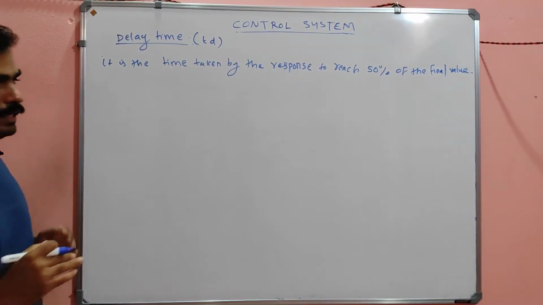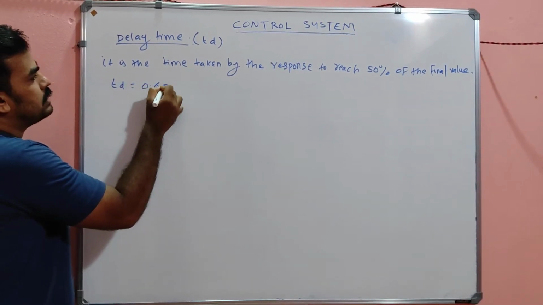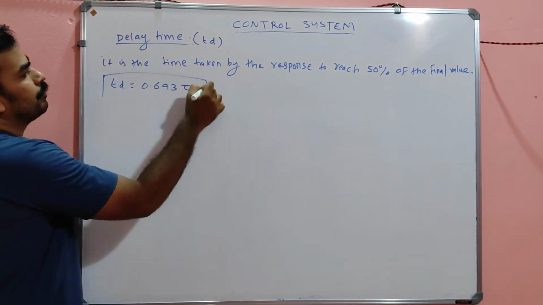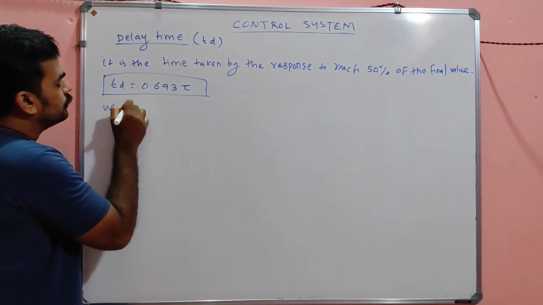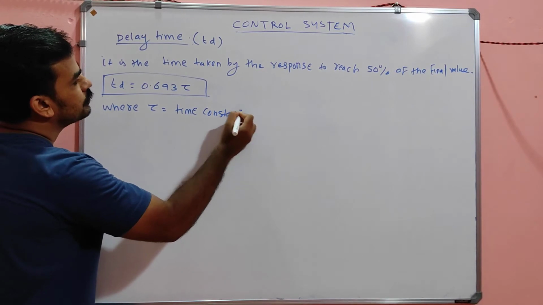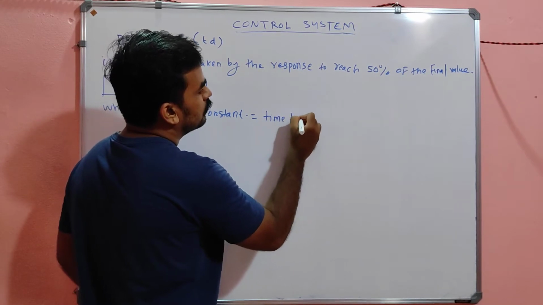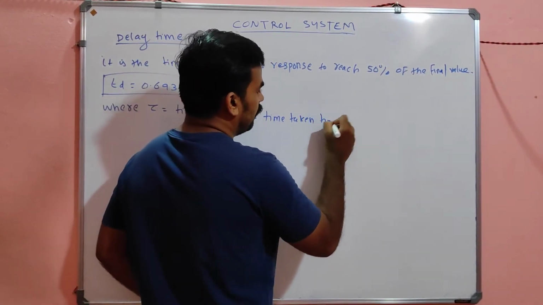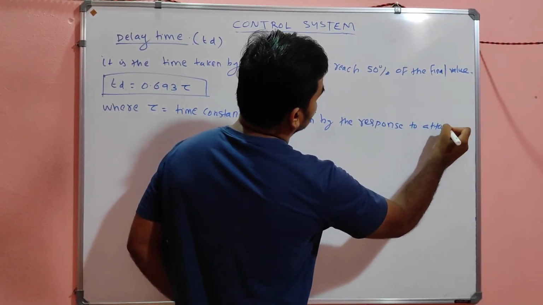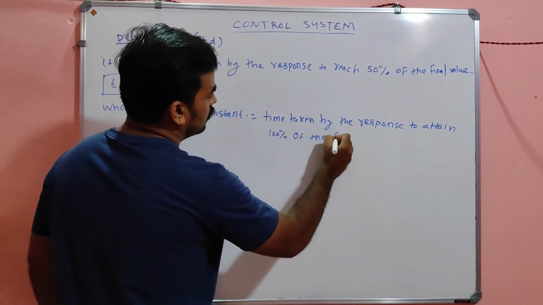For first order system, my dear, the TD is given by 0.693 into tau, where tau is equal to the time constant. What is the meaning of time constant? It is nothing but the time taken by the response to attain 100% of the final value.